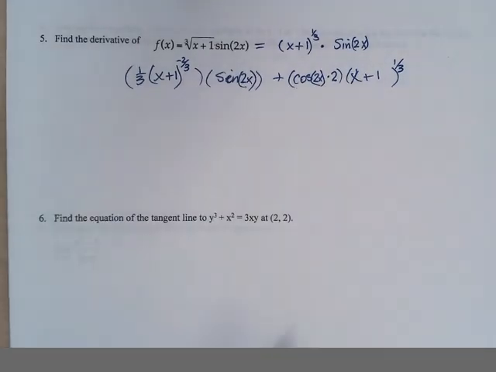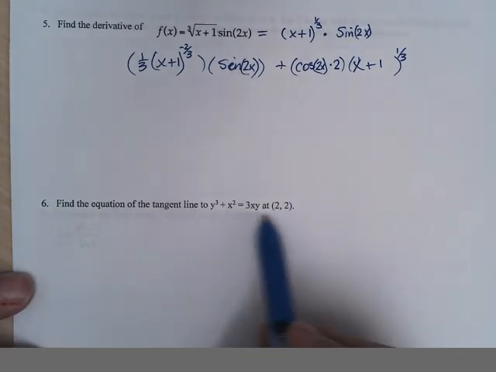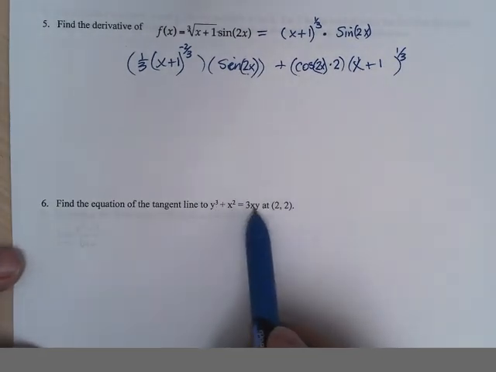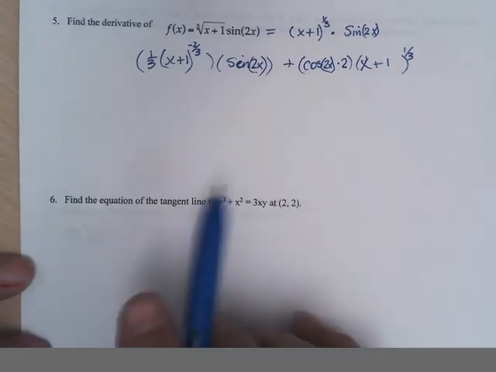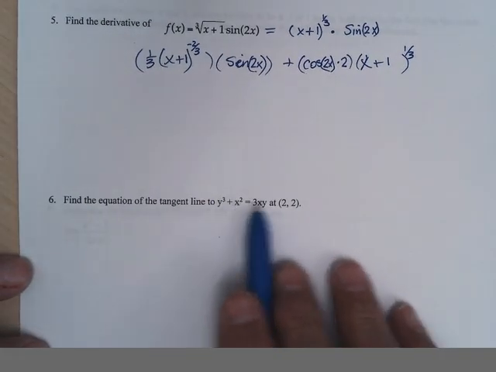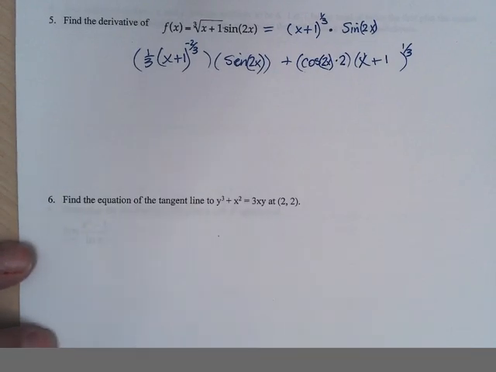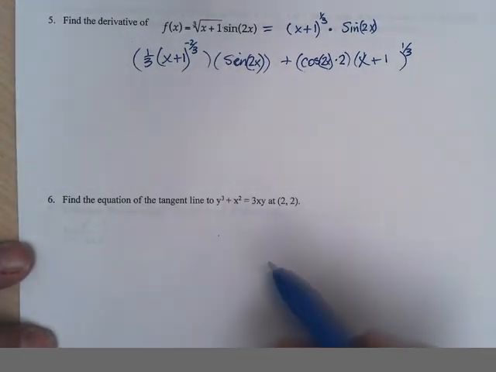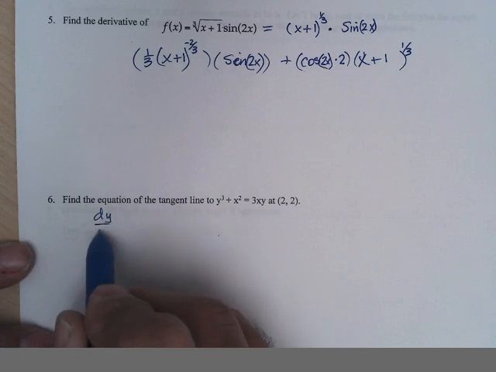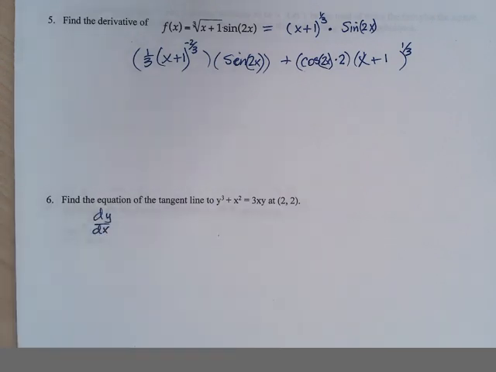But find the equation of the tangent line to this. Now, this has got some x's and y's, and some product here, too. So we're going to have to do implicit differentiation, because I don't want to try to solve for y or for x, because it's too messy. So we're going to take the derivative. We're looking for dy/dx.